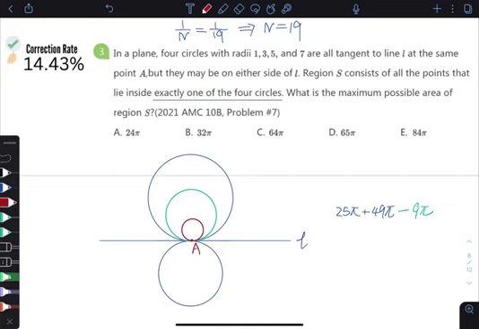And since we want the maximum possible area, the smallest circle must be on the same side as the second smallest circle. Okay, so the maximum possible area of region S would be 25 plus 49 minus 9, that is 65. So 65 pi, which is option D.